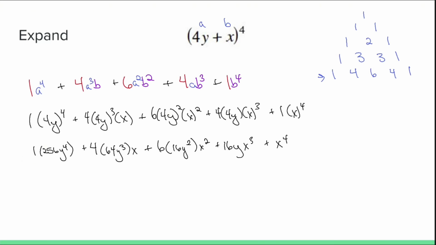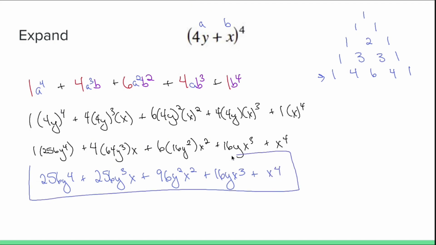So that 1 there is useless. So 256, y to the 4th. 4 times 64 is also 256, y to the 3rd, x, plus 6 times 16 is going to be 96. Y squared, x squared, plus 16y x cubed, plus x to the 4th. And I think everything is nice and clean. All is well. Everybody's happy.